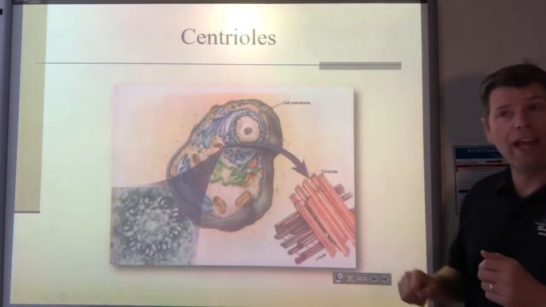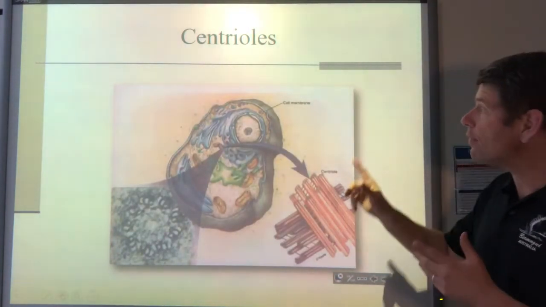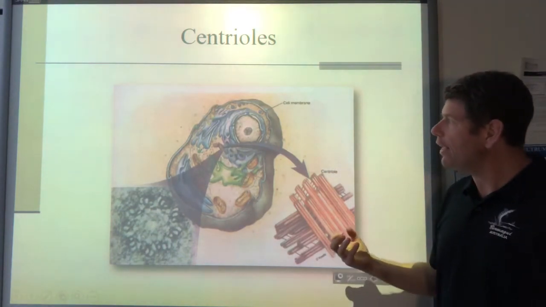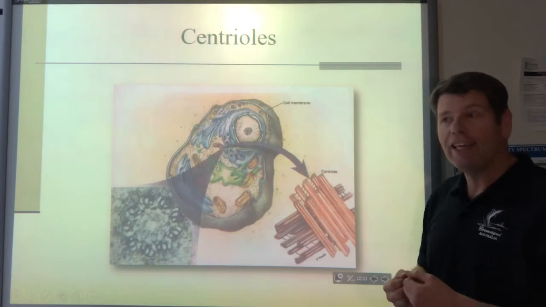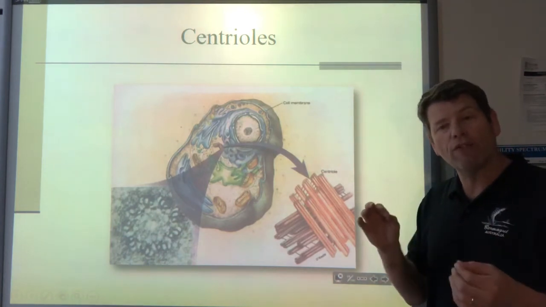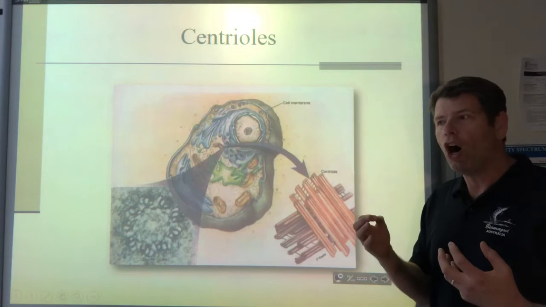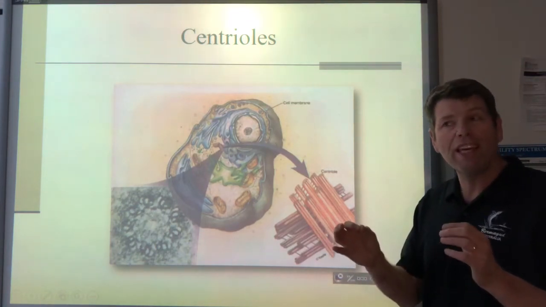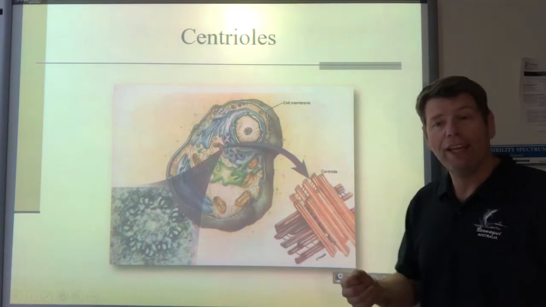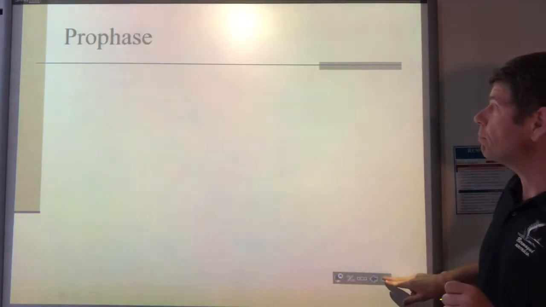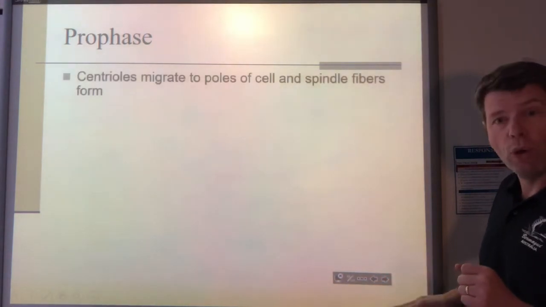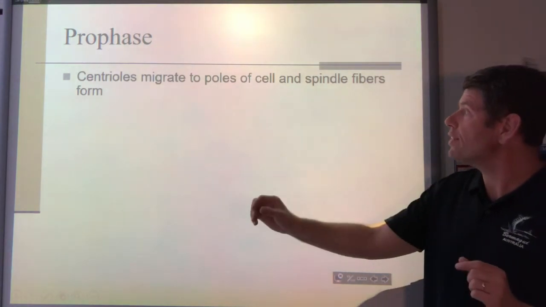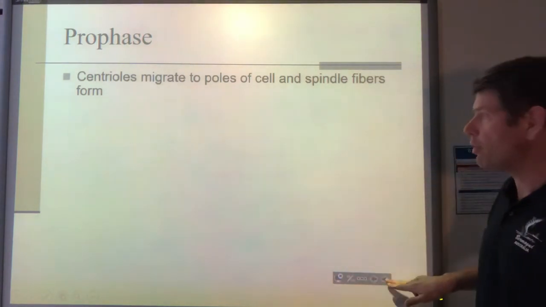Now within animal cell cytoplasm, we have structures called centrioles. So centrioles are important in helping the cell divide. They create strands called spindle fibers. And the spindle fibers are proteins that are going to enable the chromosomes to be moved or pulled around in the cytoplasm. So the centrioles, there's pairs of them, migrate to the poles of the cell, and then they create their spindle fibers.